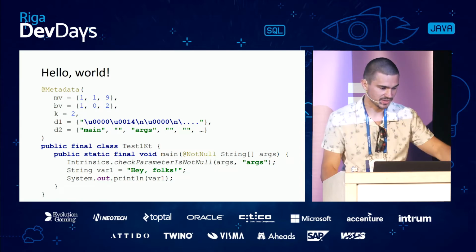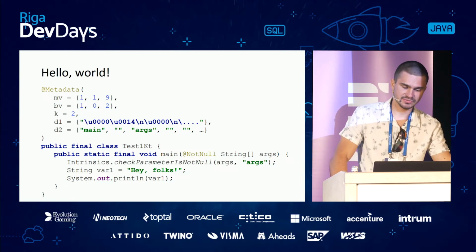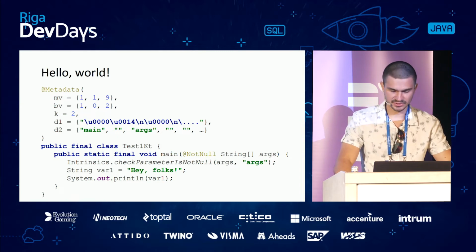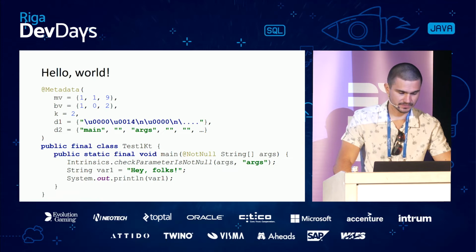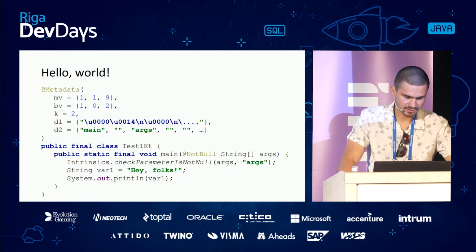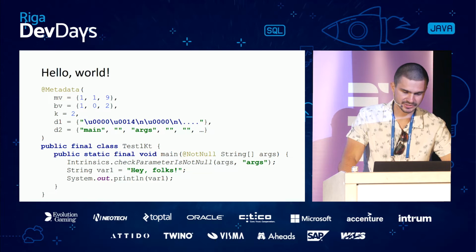Because of this, in Kotlin we have a metadata annotation, which contains things that are critical to Kotlin but cannot be represented in pure Java. And one more thing, we have some heuristics here. So we have a check. Actually, it's a check for nullability.